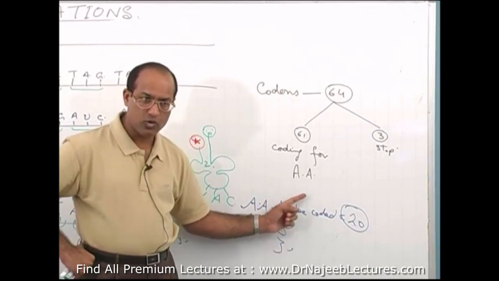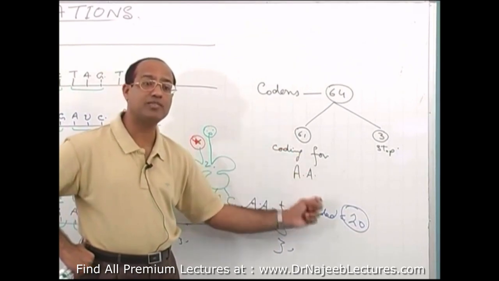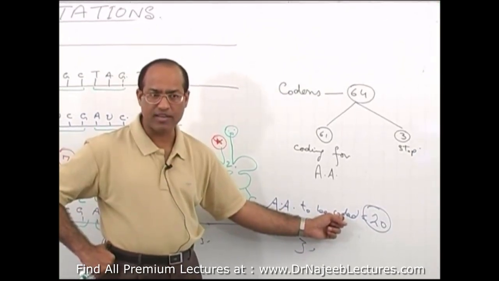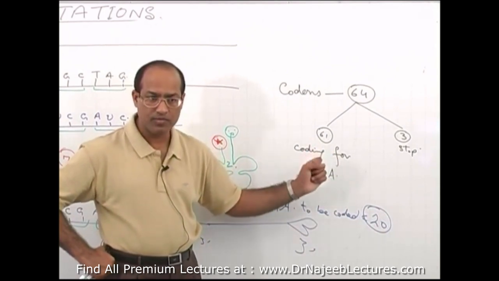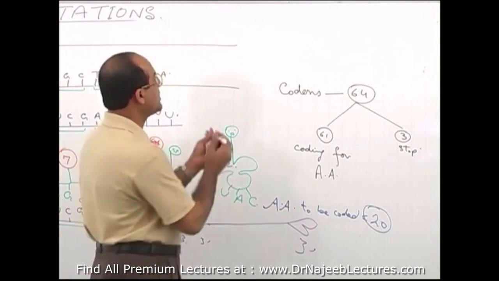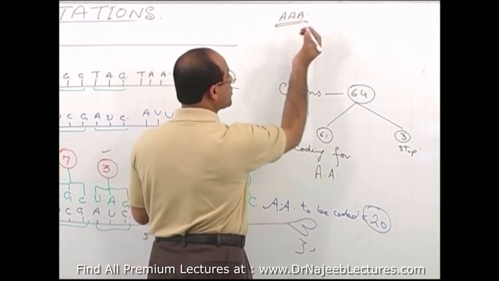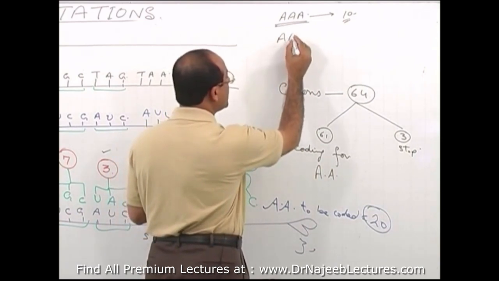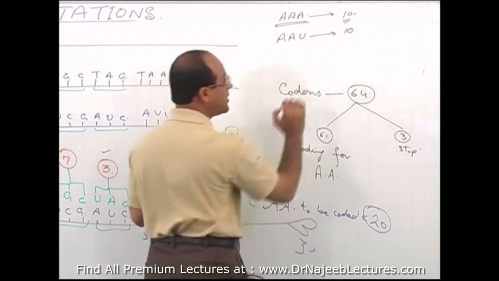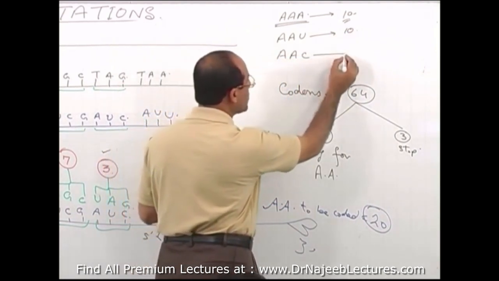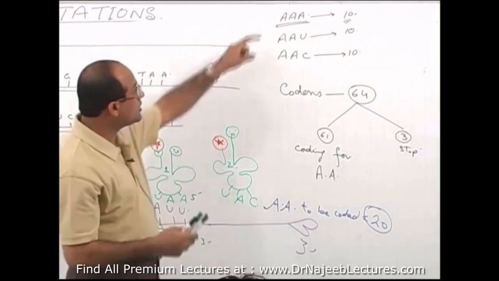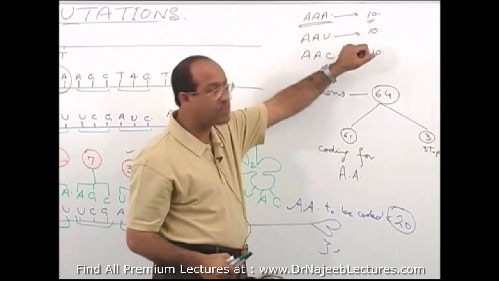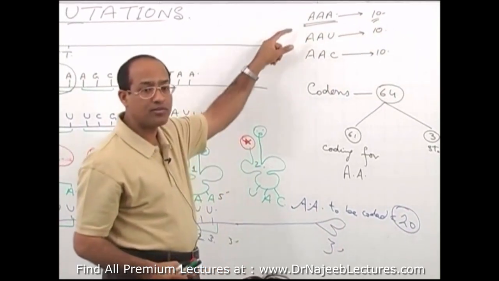So even though a particular codon is always for a specific type of amino acid, some amino acids may be specified by more than one codon. For example, let me repeat it: if AAA goes for amino acid number 10, let's suppose, then AAU may also go for amino acid number 10, or AAC may also go for amino acid number 10. It means three different codons are specifying the same amino acid. It means amino acid number 10 has more than one way of coding.